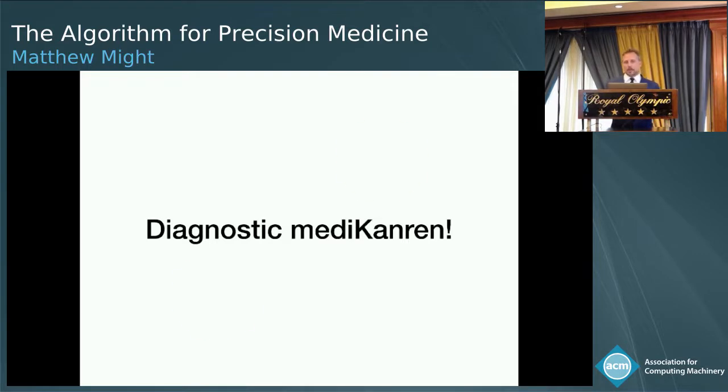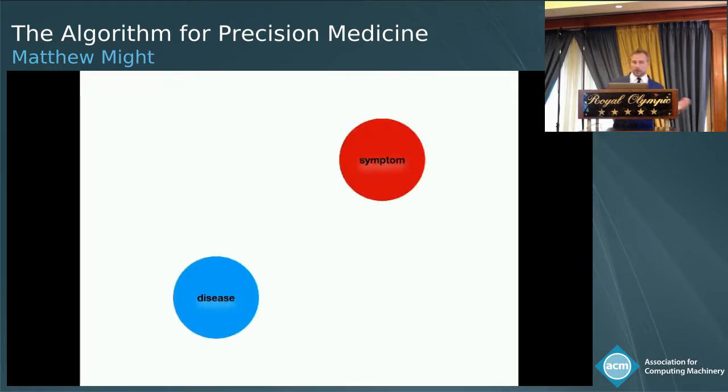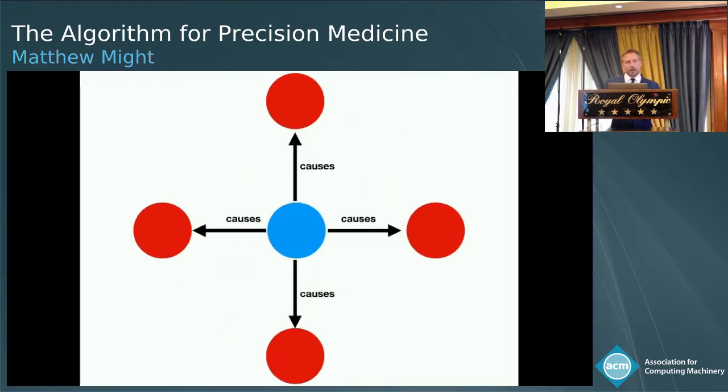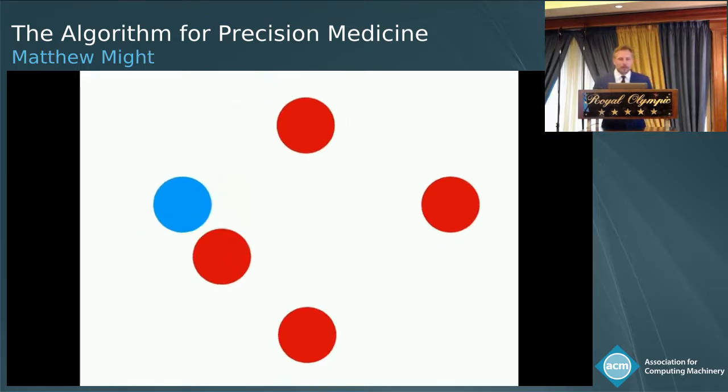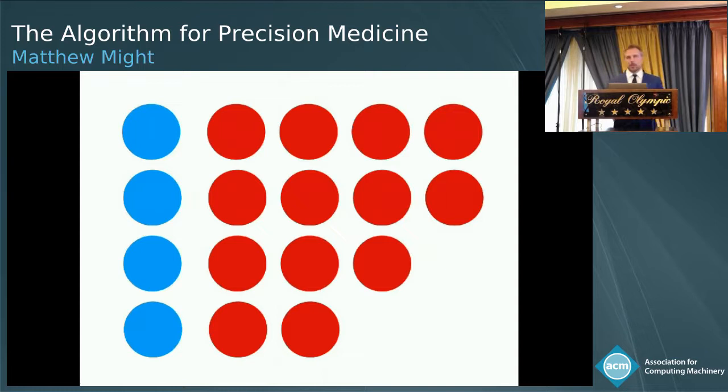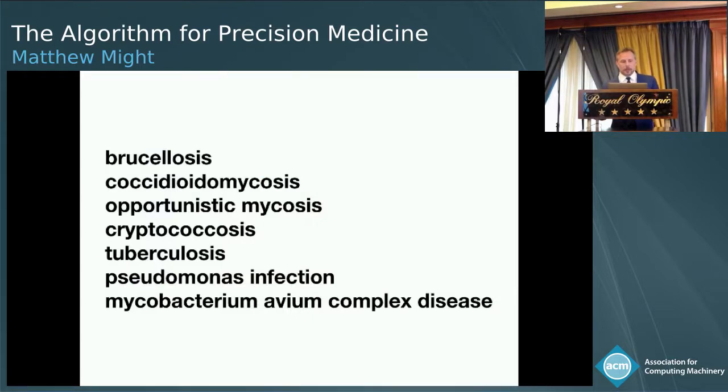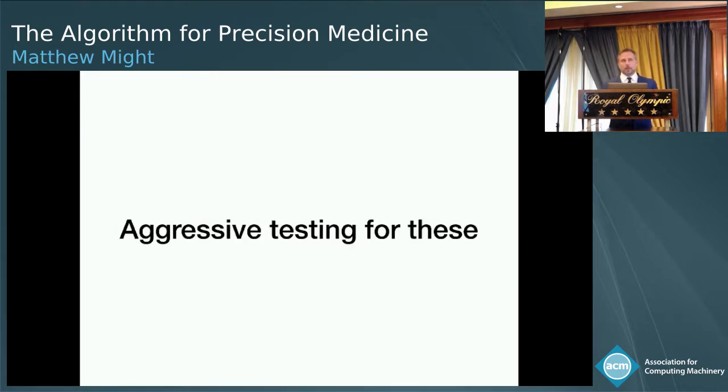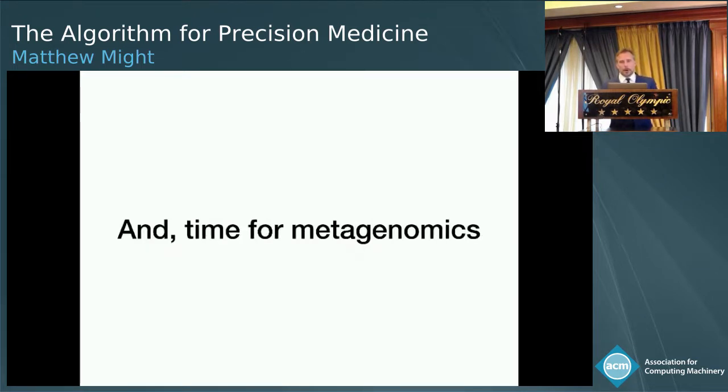So I created a diagnostic Medicanron. I said, we have all this knowledge from the literature and these other databases, and we can check to see if a disease causes a symptom, and then we can start ranking the diseases by their explanatory power for the number of symptoms that they explain. So if a disease explains all four symptoms, then it's up at the top. If it only explains one, it's down at the bottom. And so I generated this list, and these are the diseases that explained all the symptoms that we were seeing in Bertrand. So there weren't many.